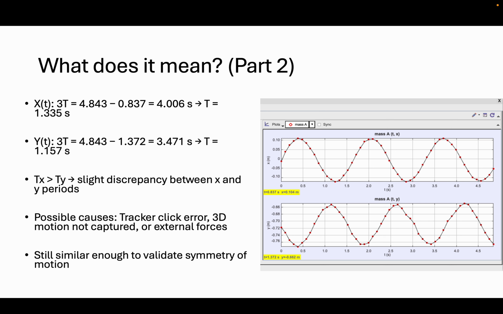For the y direction, the 3 cycles take place from 1.372 seconds to 4.843 seconds, which gives us 3.471 seconds, or an average period of about 1.157 seconds. While the periods are close, we can see that the x period is slightly longer than the y period. Still, both are within a reasonable range, and the consistency helps confirm that our spring mass system behaves similarly in both the horizontal and vertical directions.